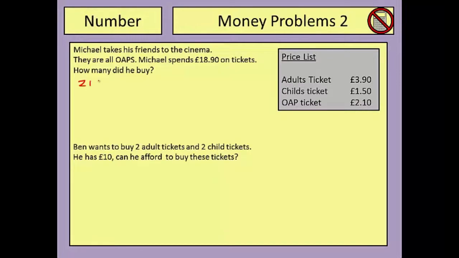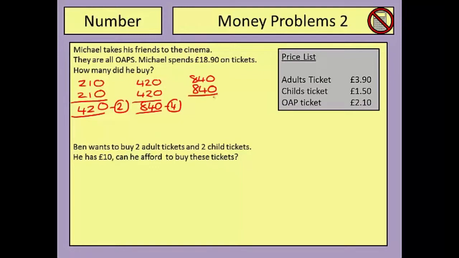Each ticket was worth 210p, or £2.10. So if I work out what 2 lots of them is worth, that's 420p, or £4.20. And just to remind myself that they're worth 2 tickets. So then with this, I'm going to work out what 4 tickets cost by adding those 2 together. And that's £8.40, or 840p. And remember, that's worth 4 tickets. Now I'm going to take £8.40 and work out 2 lots of that. So that's going to give me £16.80, or 1,680p. And just a reminder, that's worth 8 tickets.